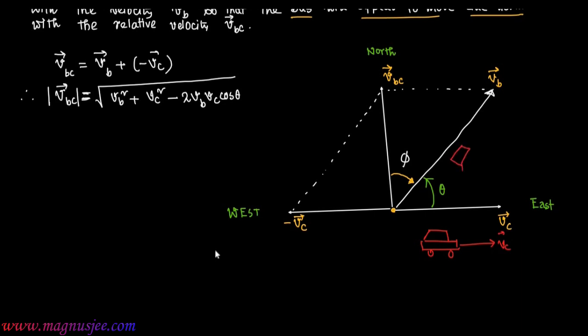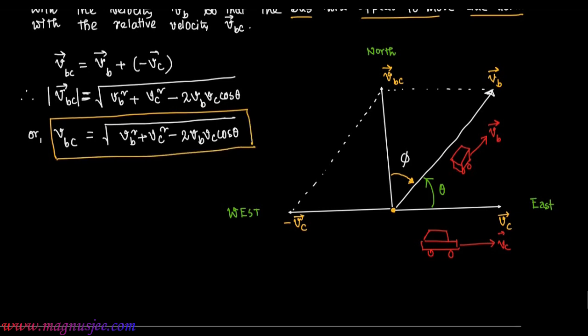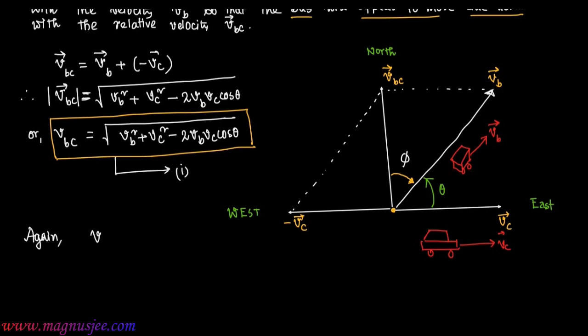The car is moving with the velocity vector Vc and the bus is moving with the velocity vector Vb, east of north. Here we have shown the direction of motion of the car and the bus, due east and east of north. Therefore, Vbc is equal to root over Vb square plus Vc square minus 2 Vb Vc cos theta, which is equation 1.